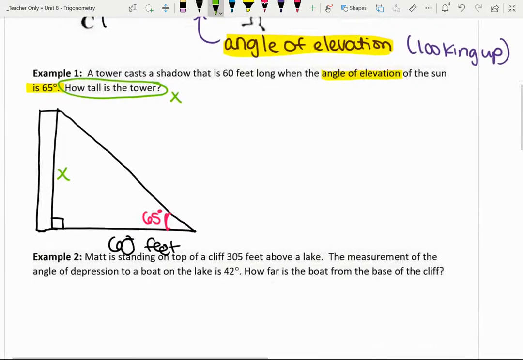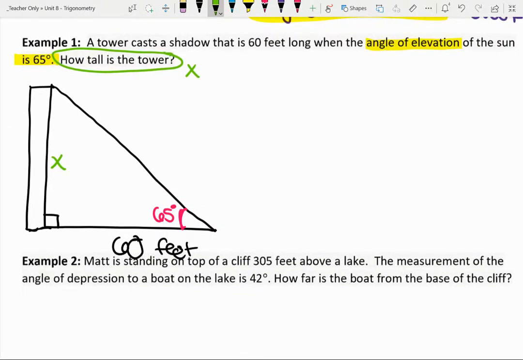So if we look at our picture here, we've got the tower, we know that there's 65 degrees, and we know that we have one measurement of 60 feet. Now, if I think about these two sides here, the tower and the shadow, those two sides actually form the sides that are opposite and adjacent to that 65-degree angle, which means I can use tangent here.